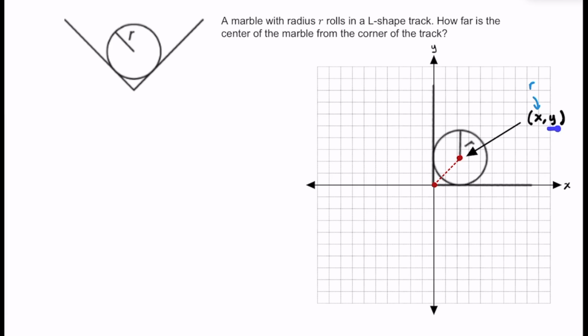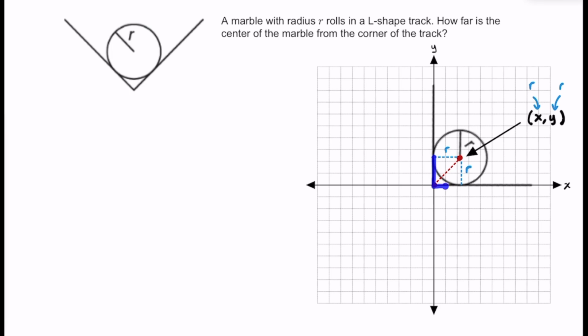Now what about y? Well, y is going to be the vertical distance of the center from the origin. So if you go from the origin and move up this distance right over here, keep in mind that's going to be the same distance as from here to here, which is also the radius of the circle. So we can see here that y's value is also going to be r. So this distance is going to be r, and this distance is also going to be r.